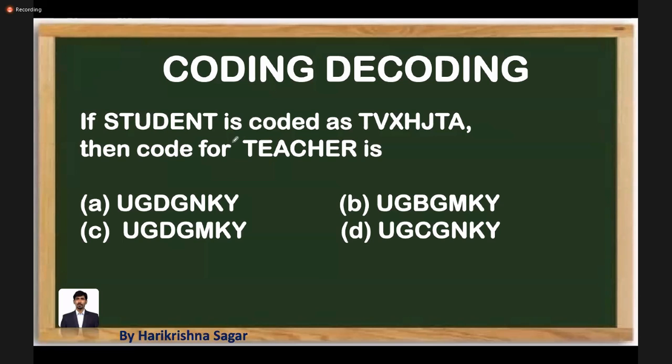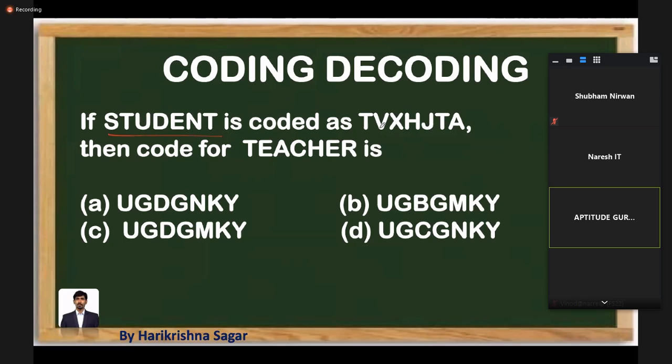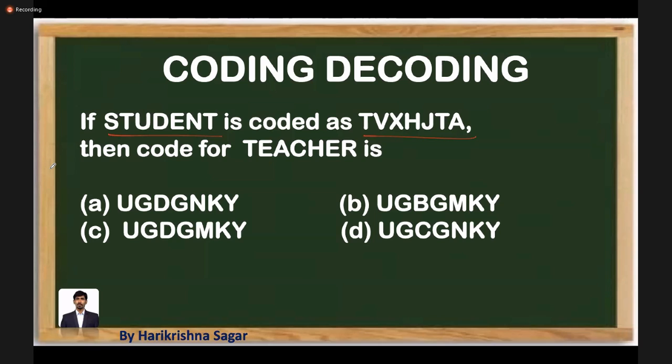Look at the next one. The question is projected like this: STUDENT is coded as this, then how will TEACHER be coded? So you can observe in student, S is the 19th alphabet, T is the 20th alphabet, it is increased by 1. T is the 20th alphabet, V is the 22nd alphabet, it is increased by 2. So the first one is increased by 1, the second one by 2, plus 1, plus 2. U is the 21st alphabet, X is the 24th alphabet.